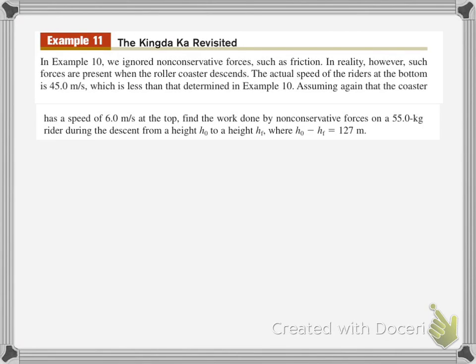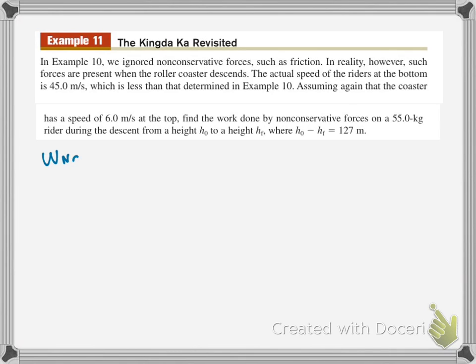In example 10, we ignored non-conservative forces such as friction. In reality, however, such forces are present when the roller coaster descends. The actual speed of the riders at the bottom is 45 meters per second, which is less than the speed determined in example 10. Assuming again that the coaster has a speed of 6.0 meters per second at the top, find the work done by non-conservative forces on a 55 kilogram rider during the descent from a height h initial to a height h final, where h initial minus h final is equal to 127 meters.